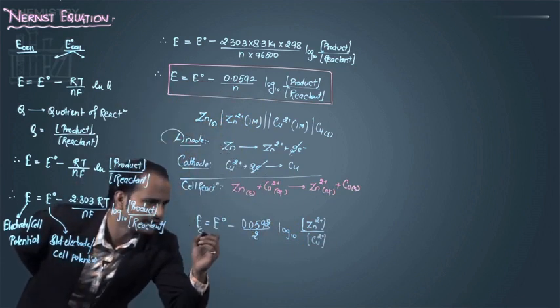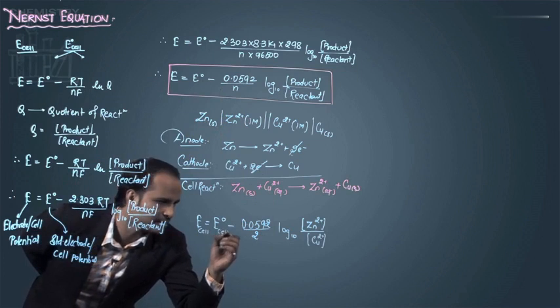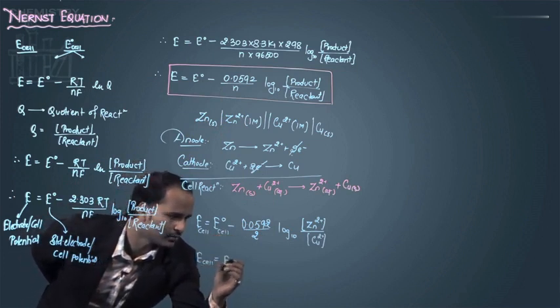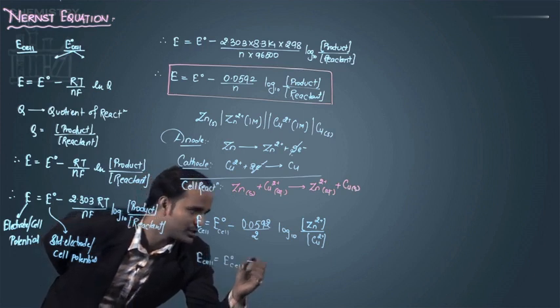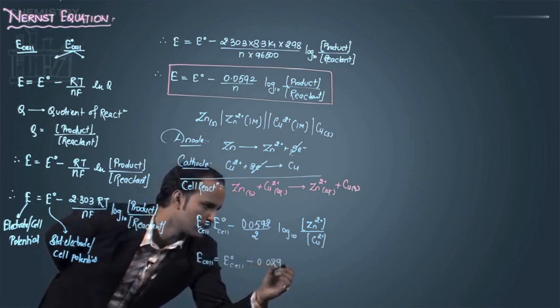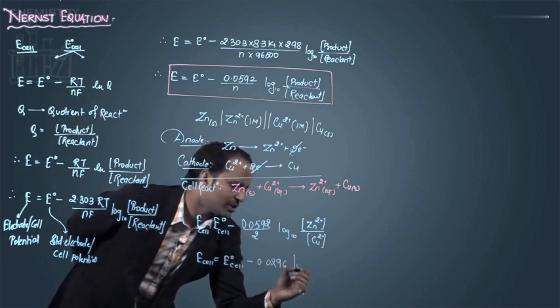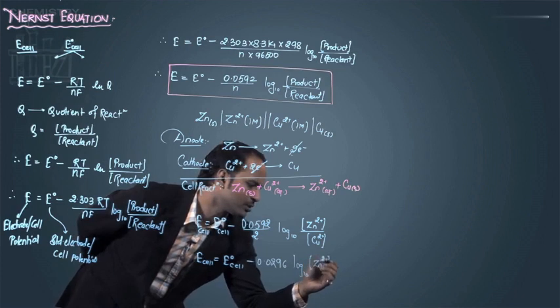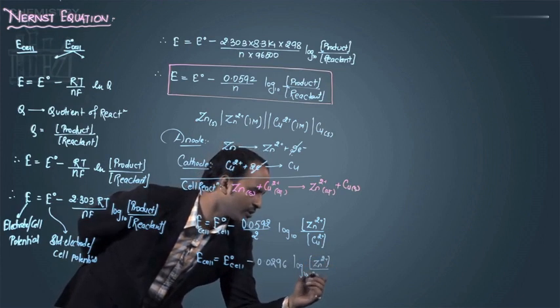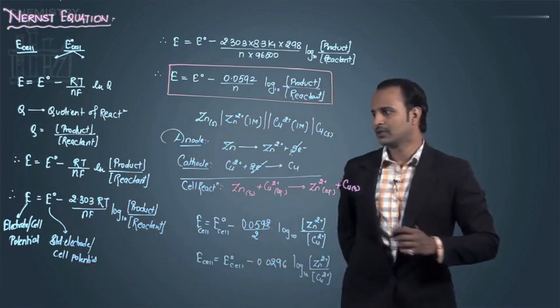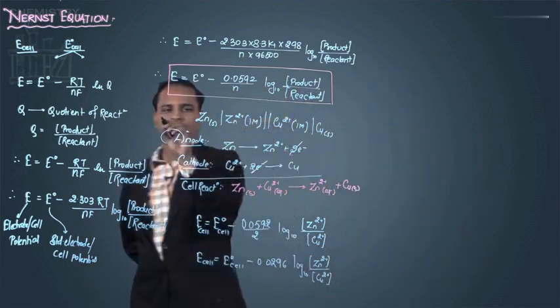Here we are writing for the cell, so E naught cell. So E cell is equal to E naught cell minus 0.0592 upon 2, log to the base 10 concentration of zinc 2 plus ion upon concentration of Cu2 plus ion. So this is the Nernst equation for a Daniell cell. Let's see one more example.